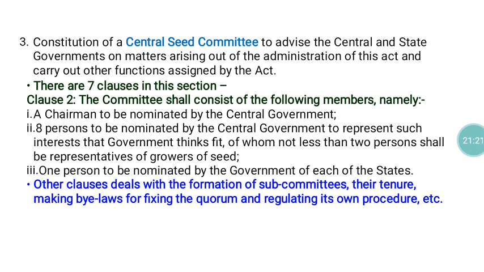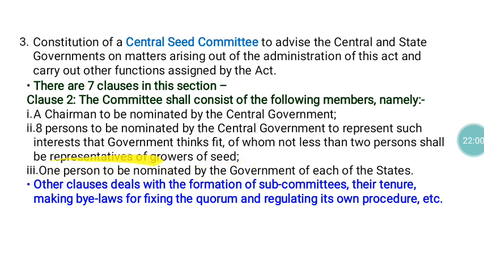Here there are 7 clauses. Out of the 7 clauses, clause 2 gives information regarding the members of the Central Seed Committee. The Central Seed Committee comprises a chairman, who is nominated by the central government. Apart from the chairman, there are 8 persons, all nominated by the central government. Among them, not less than 2 shall be representatives of the seed growers.